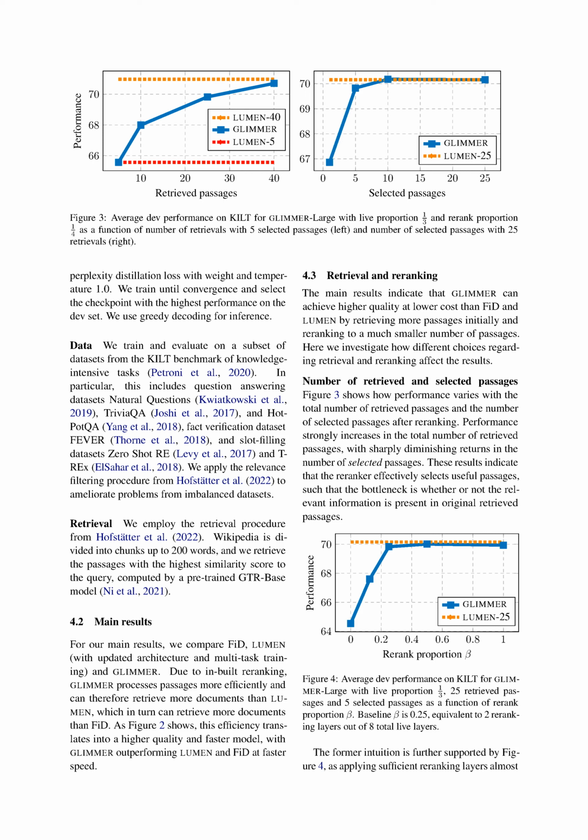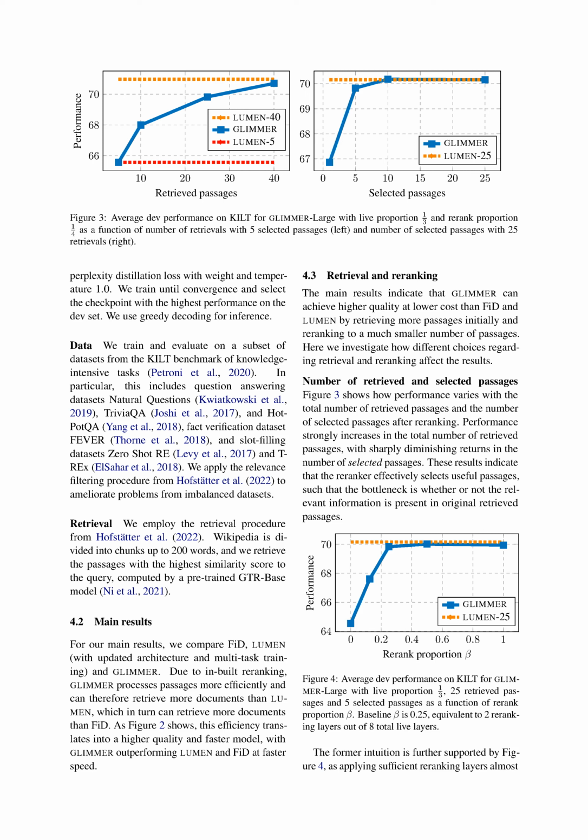Section Data. We train and evaluate our models using a selection of datasets from the KILT benchmark, which is known for its emphasis on knowledge-intensive tasks. Specifically, we utilize question-answering datasets such as Natural Questions, TriviaQA, and HotpotQA, a fact verification dataset called FEVER, and slot-filling datasets Zero-shot RE and T-REx. To counteract the issues posed by imbalanced datasets, we implement a relevance filtering process. When it comes to data retrieval, we adopt a specific retrieval procedure. We break down Wikipedia into sections of up to 200 words each, and select those passages that most closely match the query, as determined by a pre-trained GTR base model.